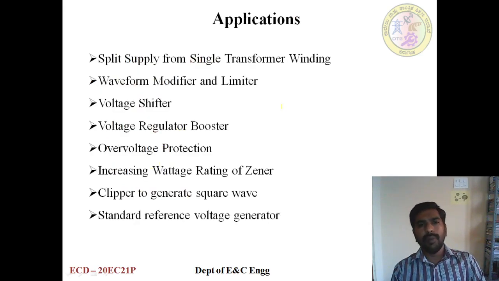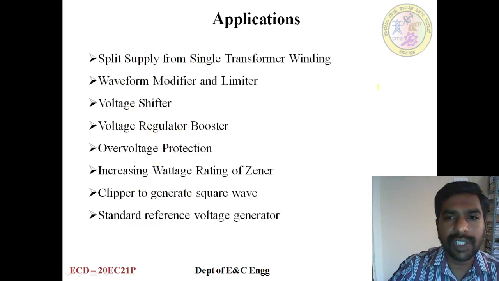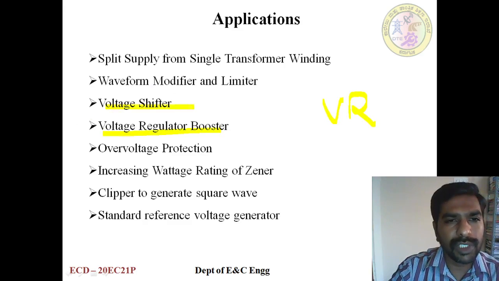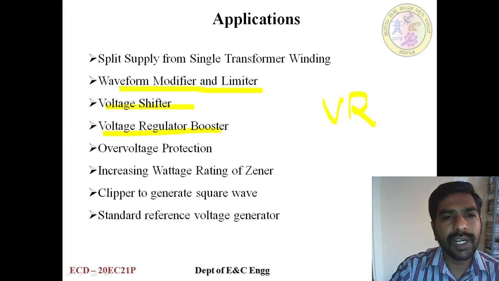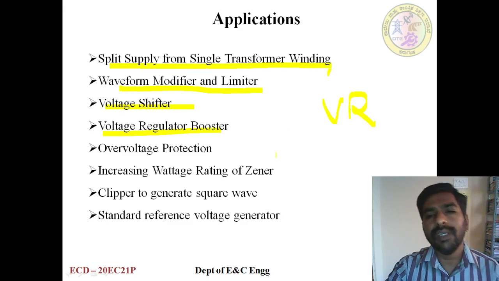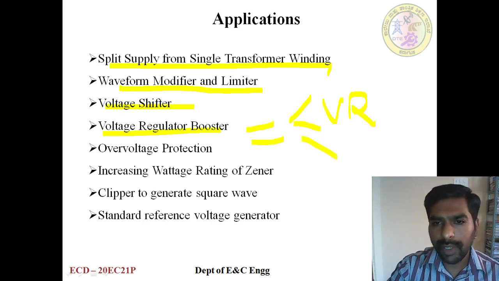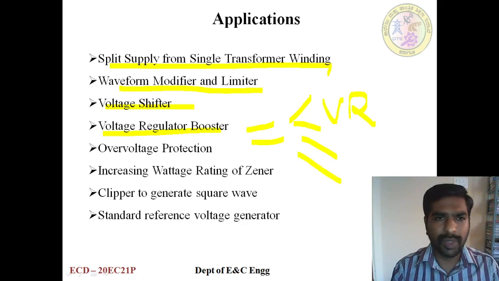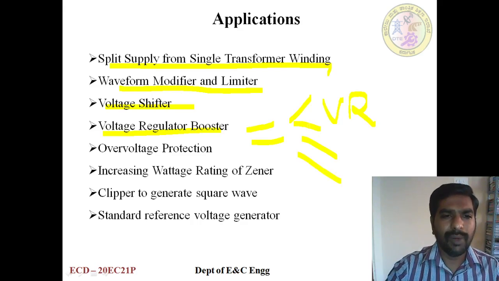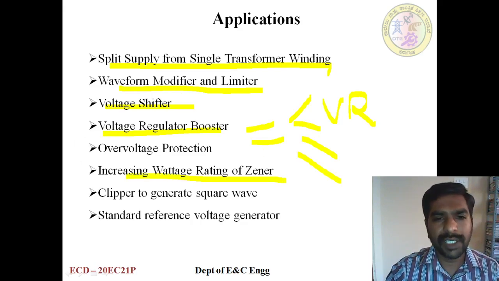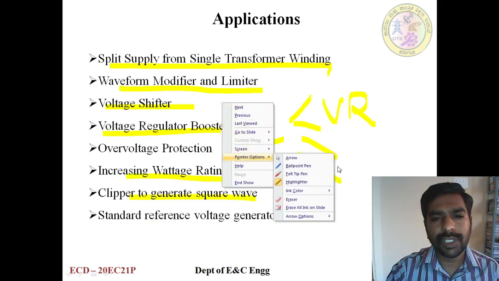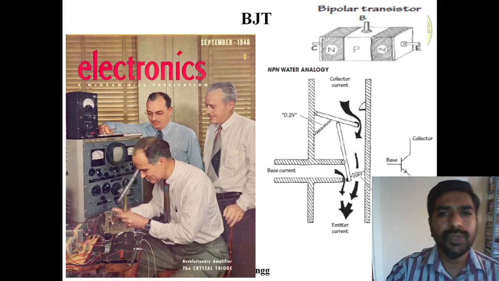So these are all the applications. We can use this as a voltage regulator. We say the Zener diode is used as a voltage regulator, and also as a voltage shifter, waveform modifier and limiter, and to split supply from a single transformer winding. You can design different power supplies. If you have 5 volts, we can make it 2.5 and make two power supplies, that is called a split power supply. Also overvoltage protection, increasing the wattage rating of the Zener, clipper to generate a square wave, and standard reference voltage regulator. These are all the applications of the Zener diode.